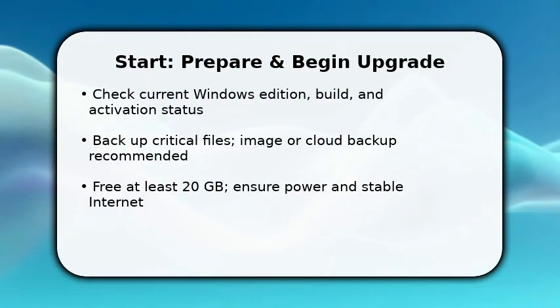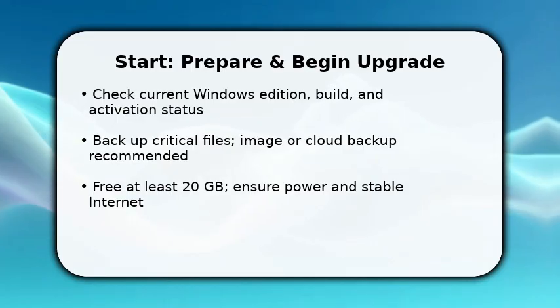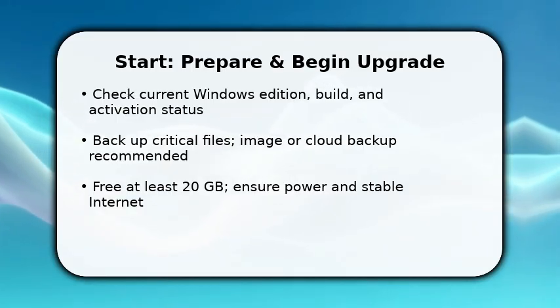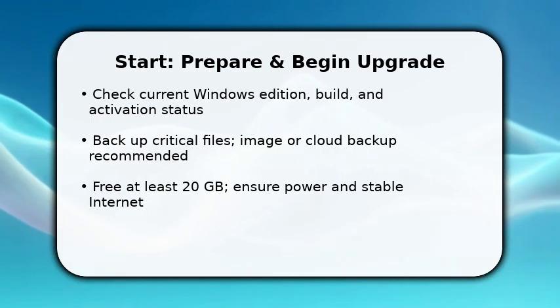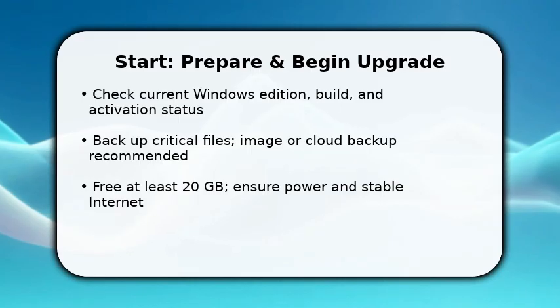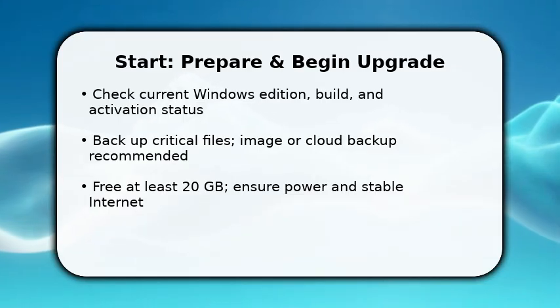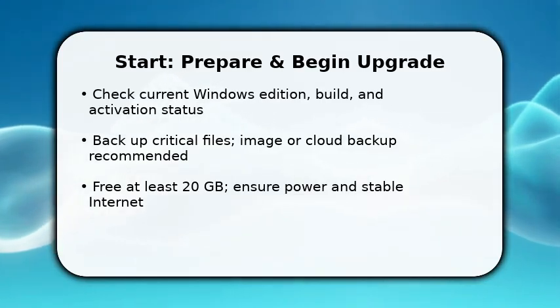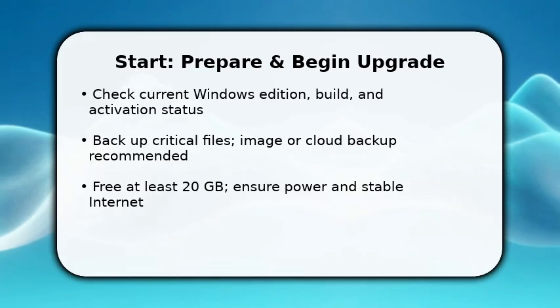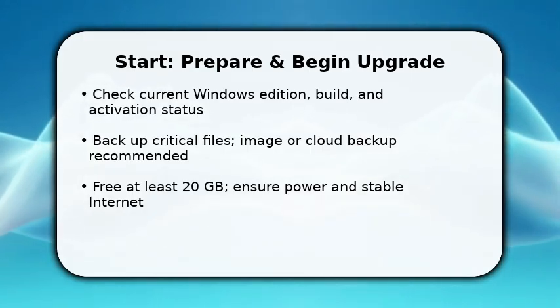You start by confirming your current Windows edition, build number, and that activation is valid. This prevents licensing surprises. Once done, create a backup image or copy critical files to cloud or external storage because upgrades can fail. Make sure you have at least 20 GB free, a plugged-in device, and a stable internet connection for downloads. Now open Settings, go to Update and Security, and choose Windows Update to check for the offered upgrade. Begin the download when ready.